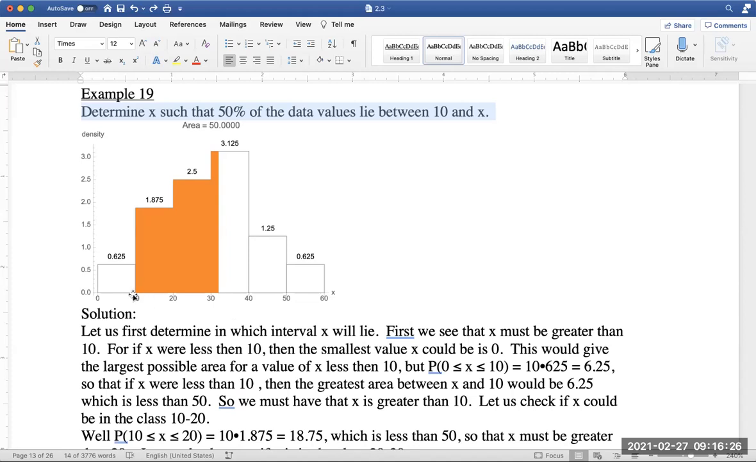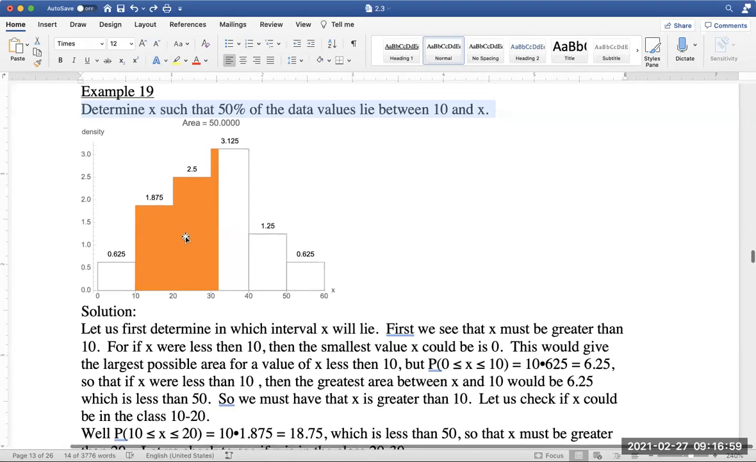10 times 1.875 is 18.75. I'm not up to 50 yet. 10 times 2.5 is 25, plus the 18.75 gives me 43.75. So I'm not up to 50% yet. I'm close, but not quite up to 50% yet.